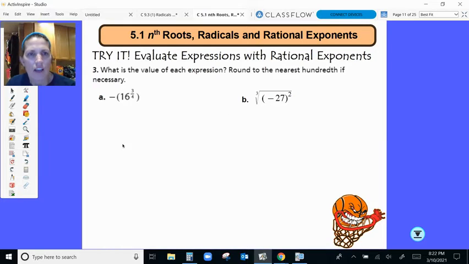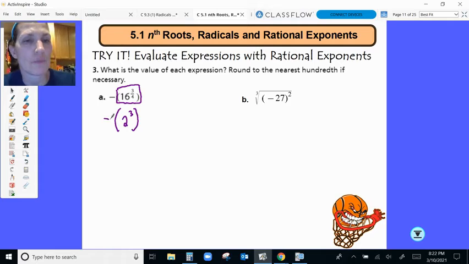Okay? All right, so one more thing here. What is the value of each expression? I want you guys to maybe try this and then come back and see how you do. This first one here is tricky because the negative, notice, is on the outside. So you want to ignore that until the very end. We want to take the 16 to the 3/4 first. So the fourth root of 16 is going to be 2 cubed, right? Keep that negative on the outside. And then 2 cubed is 8. And then we bring in that negative.